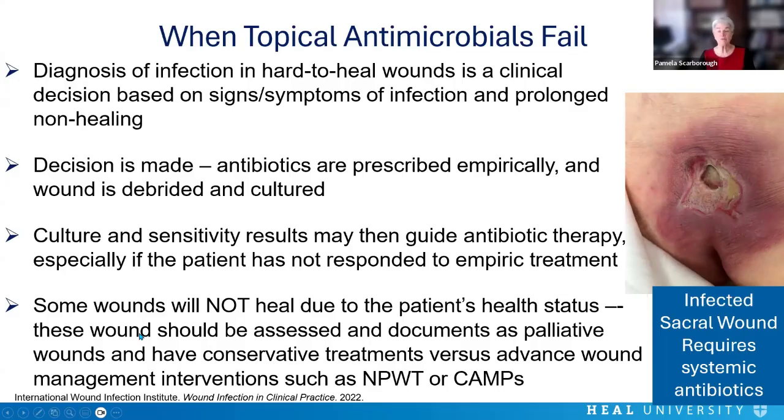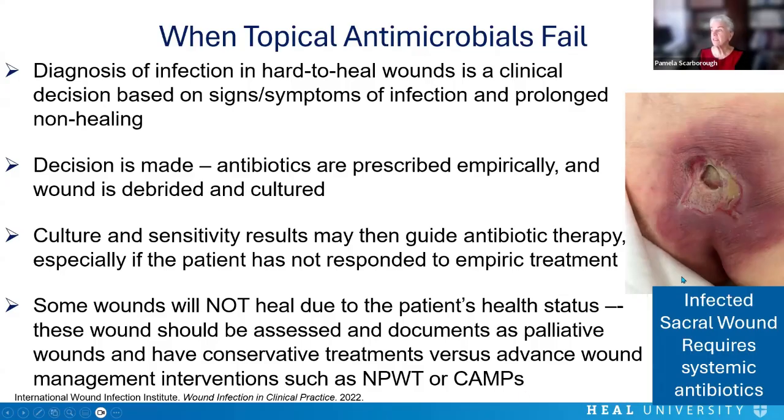And remember everyone, some wounds will not heal due to that patient's health status. These wounds need to be addressed. They need to be documented as palliative wounds and have conservative treatments versus advanced wound management treatments such as negative pressure or cellular and matrix products.